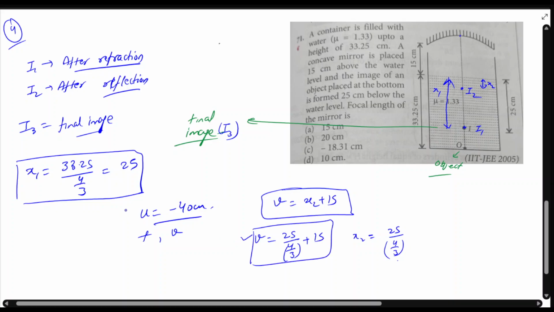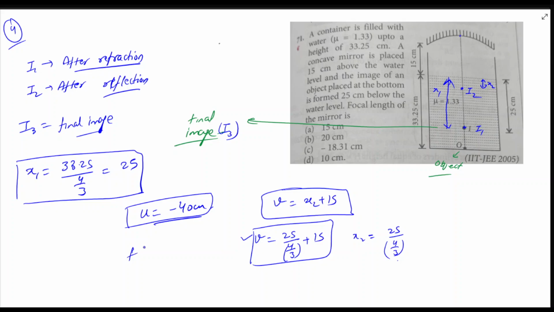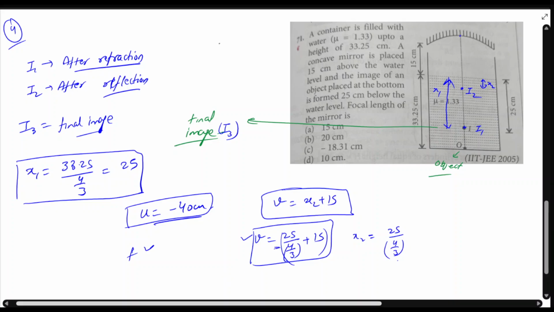Now we have u, and we can get our f, right? Remember, for this the image will be on this side, so we have to take it with a minus sign. So let me calculate the v first. It will be 25 divided by 4 and multiplied by 3, so it will be 18.75 plus 15. So we will get minus 33.75.